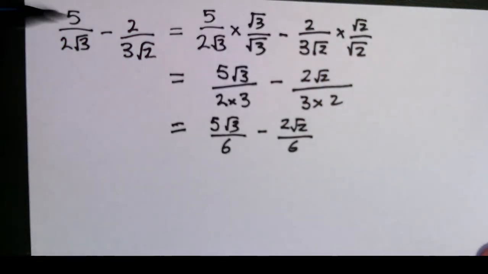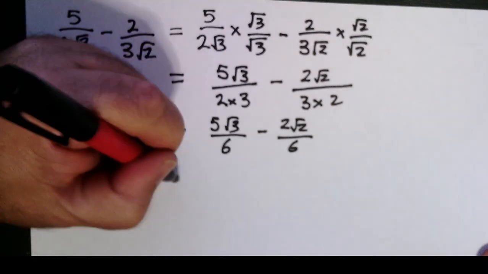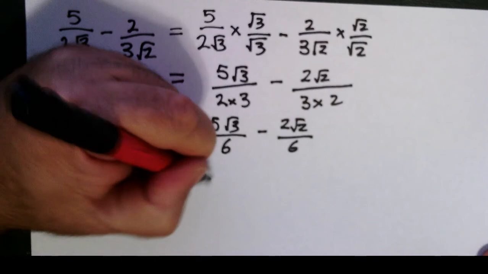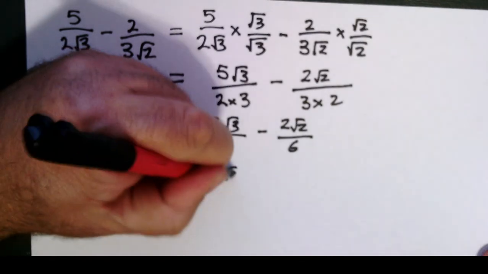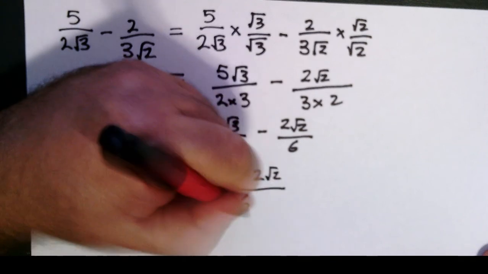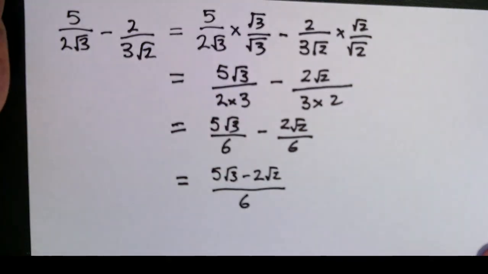So I've got a common denominator, which means I can just add or subtract my numerators. So in my numerator I've got 5 root 3 minus 2 root 2, over 6. Now there's nothing more I can simplify with that. Once I get to here, the question is finished.